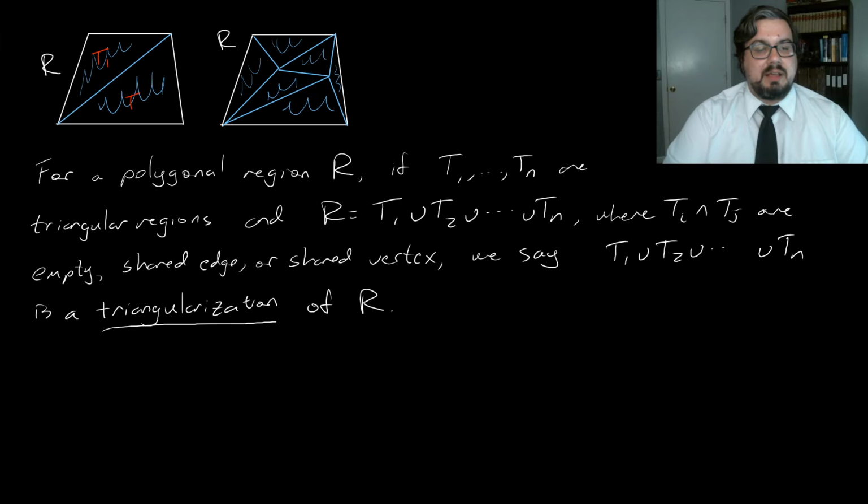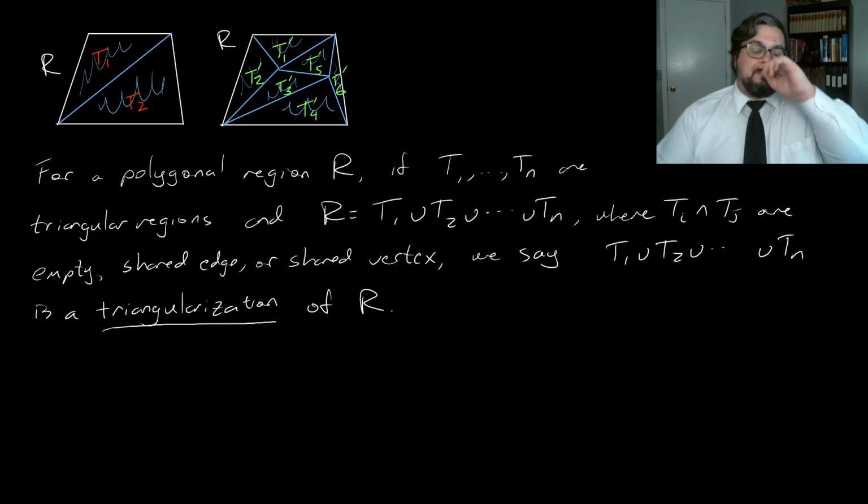So for instance, we could have the triangularization over here with T1 and T2, or we could have the one over on the right with, let me call it T prime 1, T prime 2, T prime 3, T prime 4, T prime 5, and T prime 6. And in fact, recognizing that a single polygonal region can have multiple different triangularizations is actually key to where some of the care needs to be taken when we go to try to define the area of the region R.